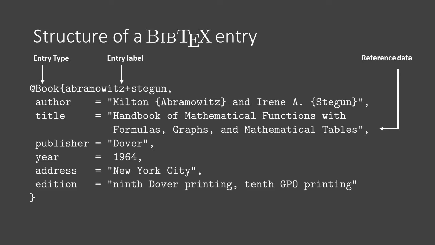This is how a BibTeX entry looks. As I mentioned earlier, a BibTeX entry consists of an entry type, label, and reference data. The entry type specifies what type of reference it is. For example, article, book, or proceedings. The entry type should always start with an @ symbol. The label should be a unique string for each entry and is used for identifying a reference item and citing the reference entry in the manuscript text.